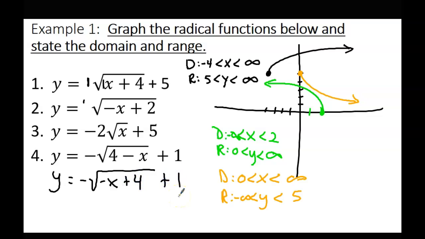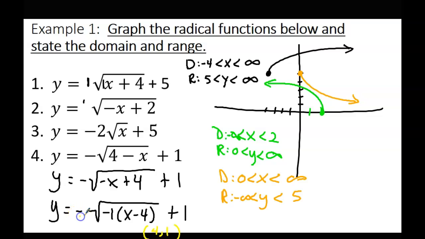And now, like Josh was saying, yes, we do need to factor out the -1. So it's going to be -1 times (x minus 4). Now, what is my starting point? We got it. 4, 1. And notice how they're both negative. Which way is this thing going? Down and left.